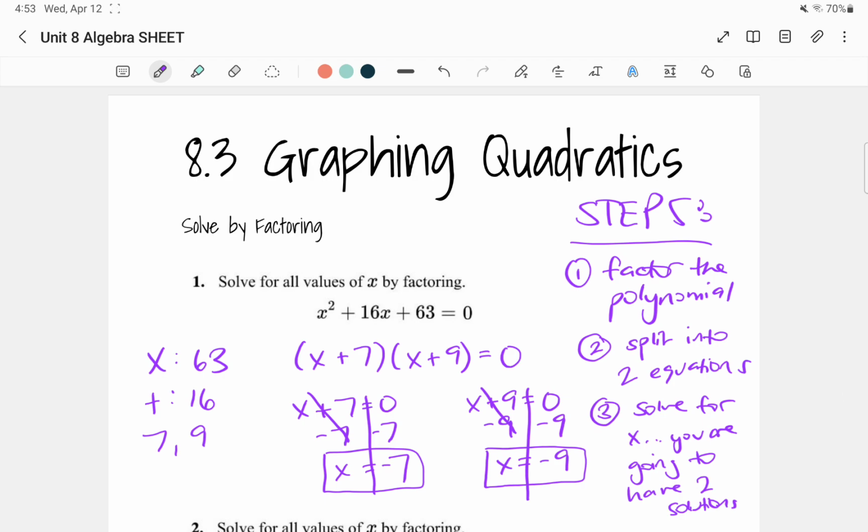You can pause the video here and write everything down. If you have any questions, you can come find me or use the paper app. But I'm going to go ahead and move on.